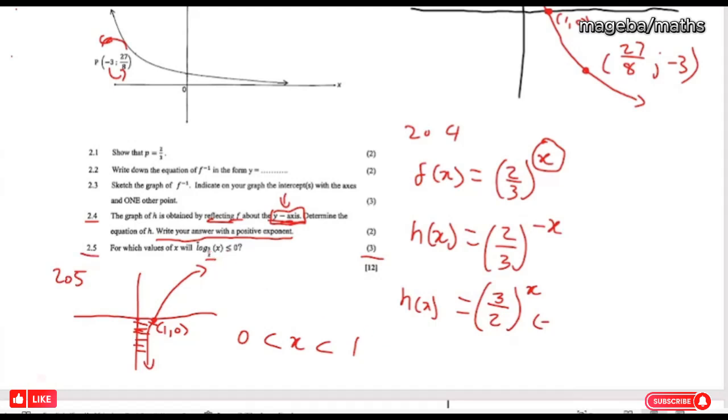This, remember, is an inverse of this reflection that we found here based on 2.4. It's very important that you understand that part.